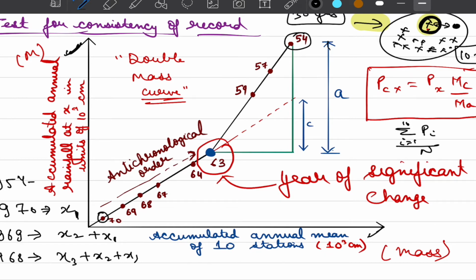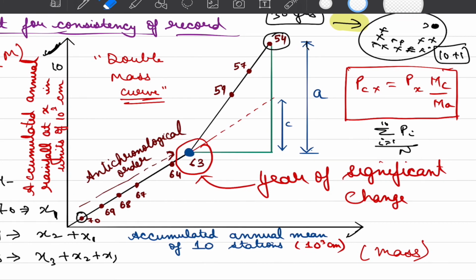And since these numbers would be pretty big, typically we say that this represents 10 to the power 3 or 1000 centimeters. So if I write 10 here, that typically would mean it is 10 into 10 to the power 3, or 10,000 centimeter. But for the sake of brevity or compactness, we will write the numbers as 10, 9, 7, and so on. So on the y-axis, for the station of interest, we will do the same thing: what is the precipitation that has taken place in 1970, 1969, 68, 67, and so on.